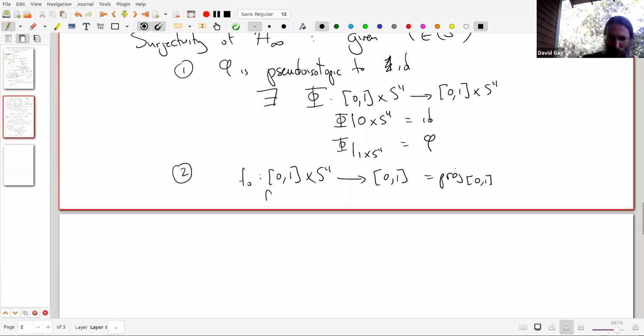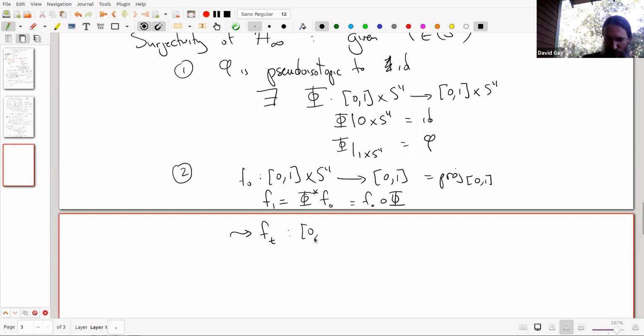And then I'll take F1, which is the pullback of that by this pseudo-isotopy, P0. So that's F0 composed with E. Notice that both of these are Morse functions with no critical points. And then you try to construct some homotopy, F sub T, for T between 0 and 1 from [0,1] cross S4. So some one-parameter family of Morse functions with maybe births and deaths and so forth happening in the middle.